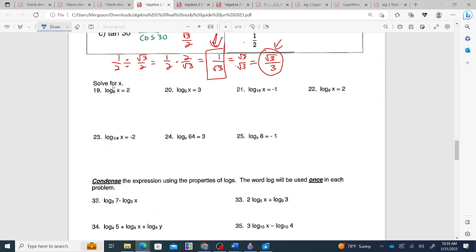Okay, yes. It is 6 squared equals x. I changed the log to an exponential form. Yeah, but you're right, bro. You're not wrong. I'm just taking it through the steps.